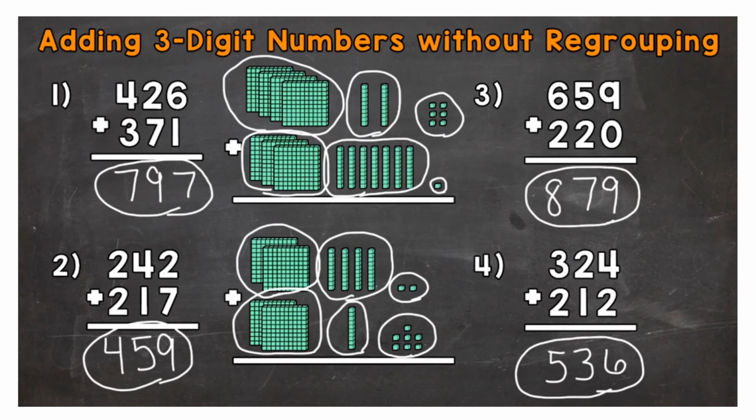So there you have it. There's how you add 3-digit numbers. And those problems did not involve regrouping. So I hope that helped.